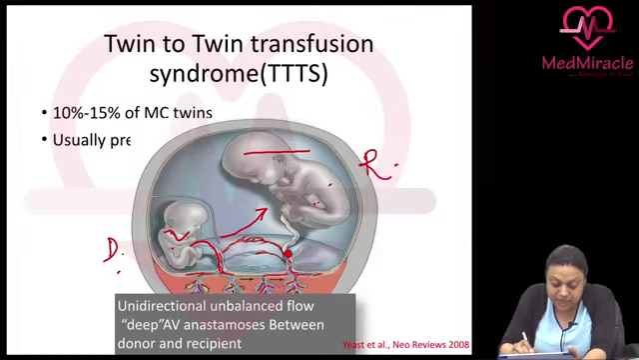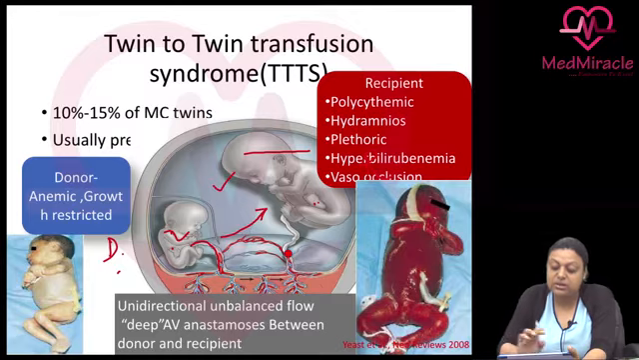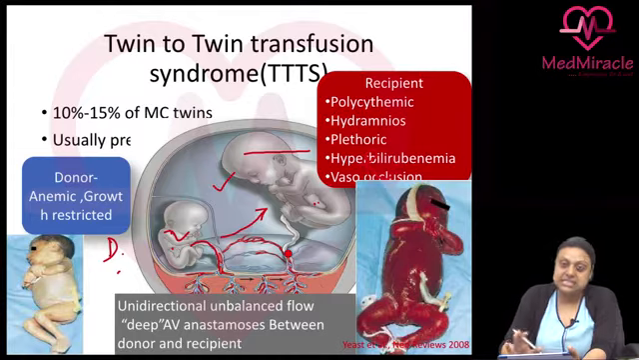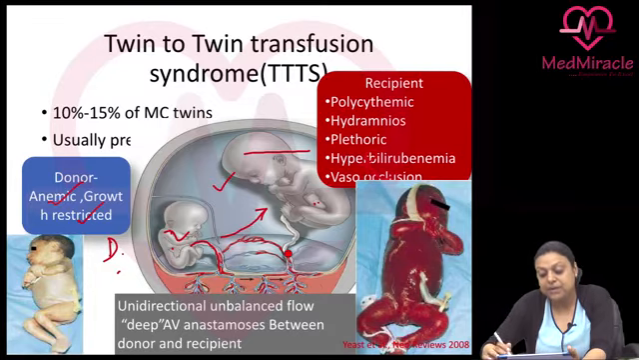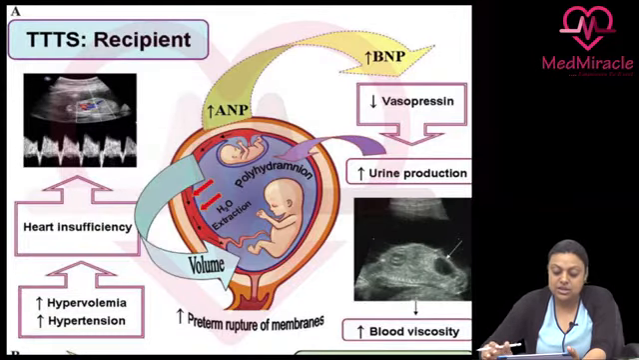This baby is having less amniotic fluid surrounding itself. This baby has polyhydramnios surrounding itself. So this forms the sequence of TTTS syndrome. So the donor twin is anemic and growth restricted. The recipient twin is polycythemic, hydramniotic because of the increased cardiac output, plethoric, there is hyperbilirubinemia because of polycythemia, and features of vaso-occlusion because of polycythemia per se.